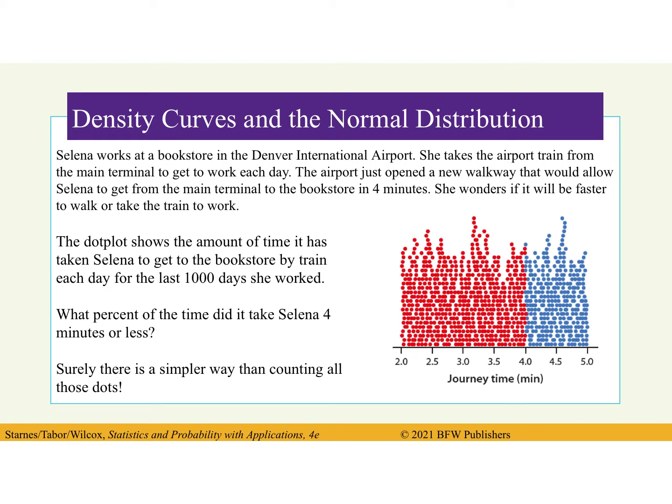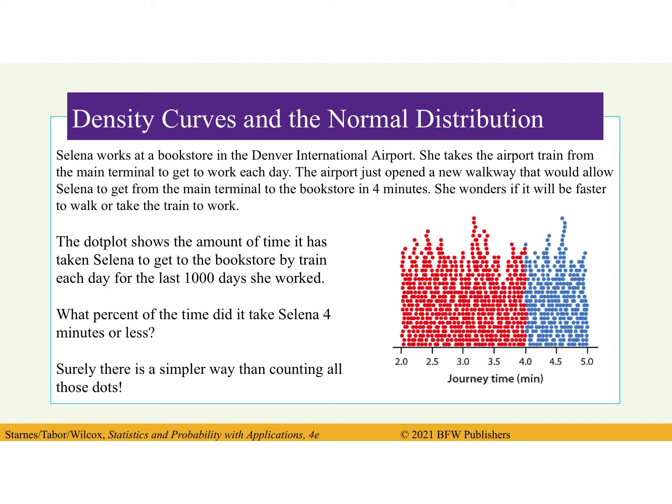The airport just opened a new walkway and that would allow Selena to get from the main terminal to the bookstore in 4 minutes. She wonders if it'd be faster to walk or take the train. So the dot plot shows the amount of time it has taken Selena to get to the bookstore by train each of the last 1,000 days. So we want to know what percent of the time did it take Selena 4 minutes or less, because that would be faster than the train, right?